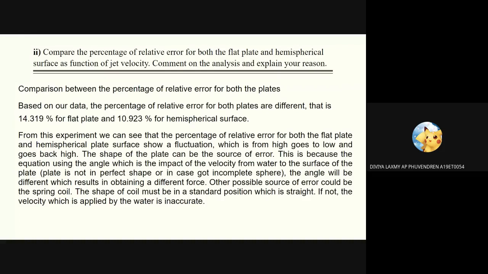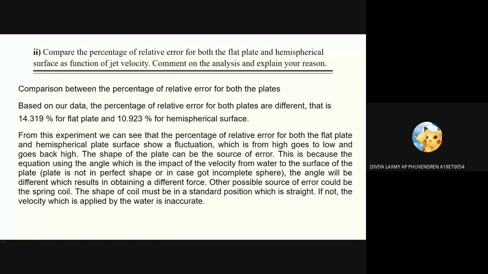That is, the average relative error for the flat plate is 14.319%, and for the hemispherical surface is 10.923%. So from the experiment, we can see that the percentage of relative error for both the flat plate and hemispherical surface shows a fluctuation, which goes from high to low and back to high.